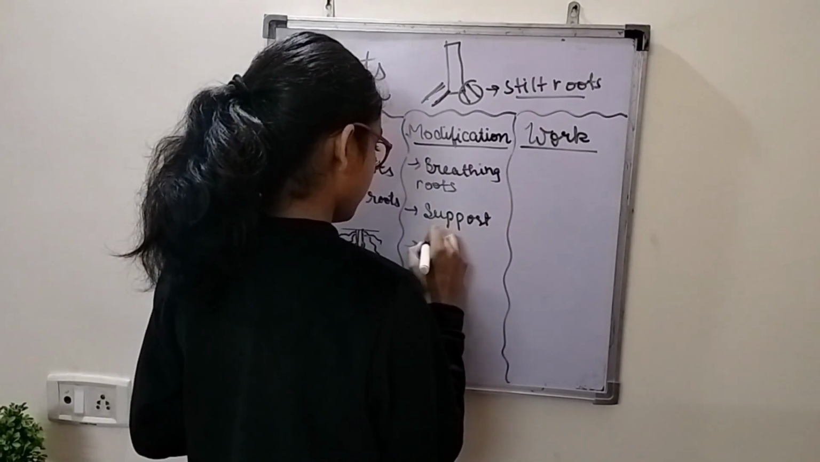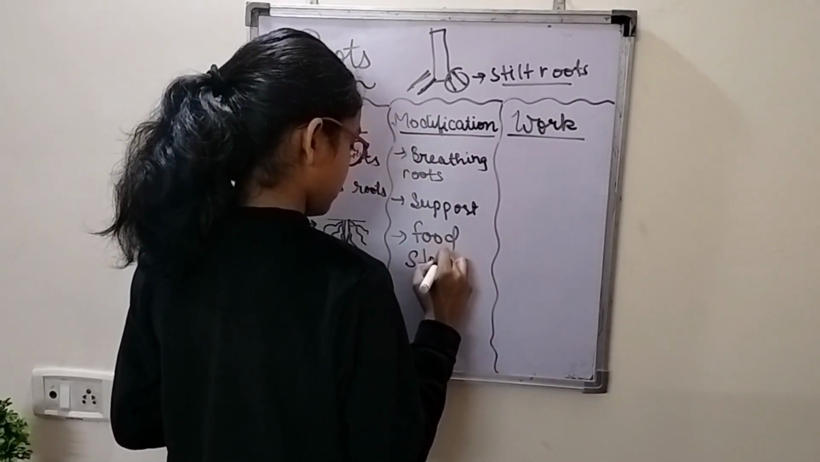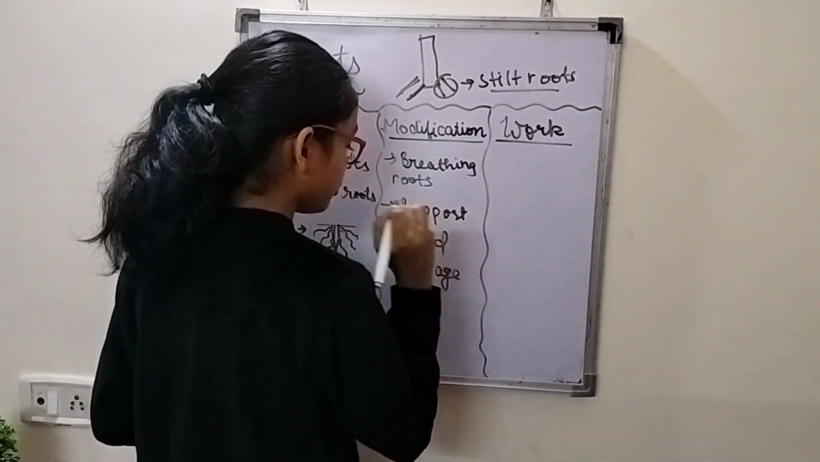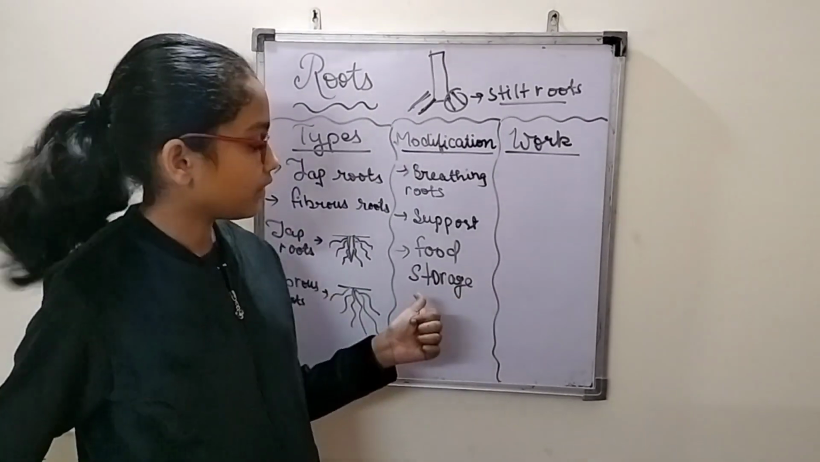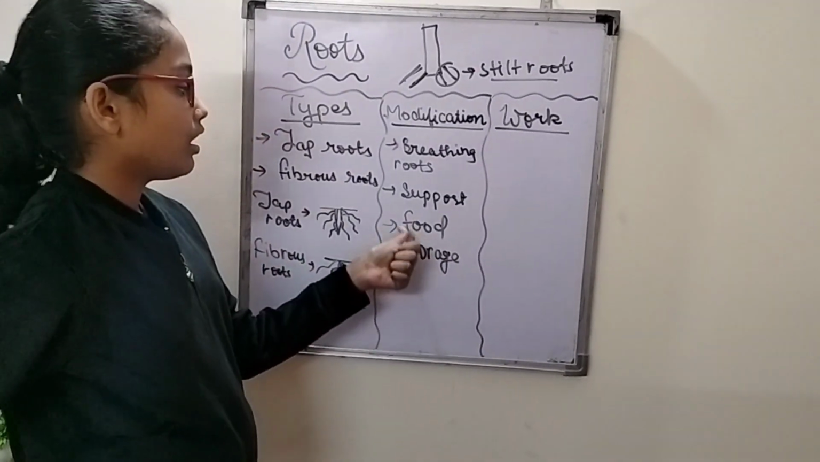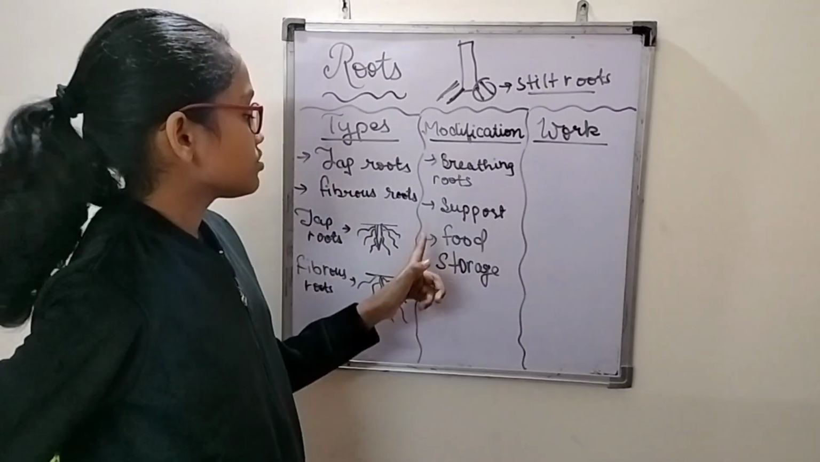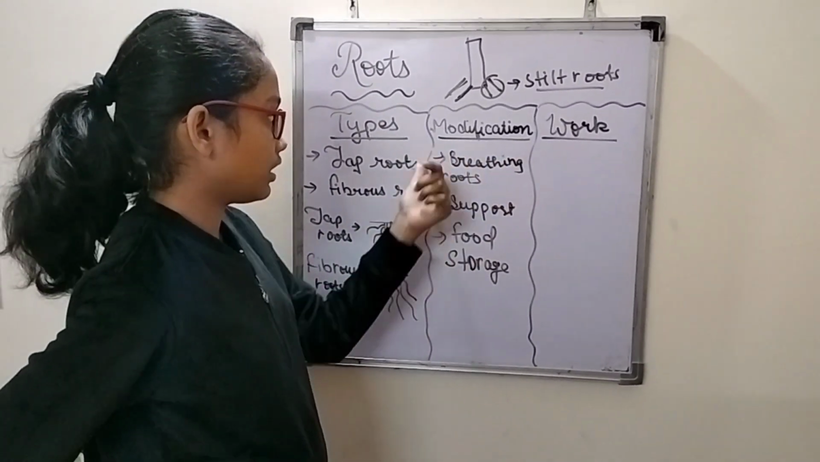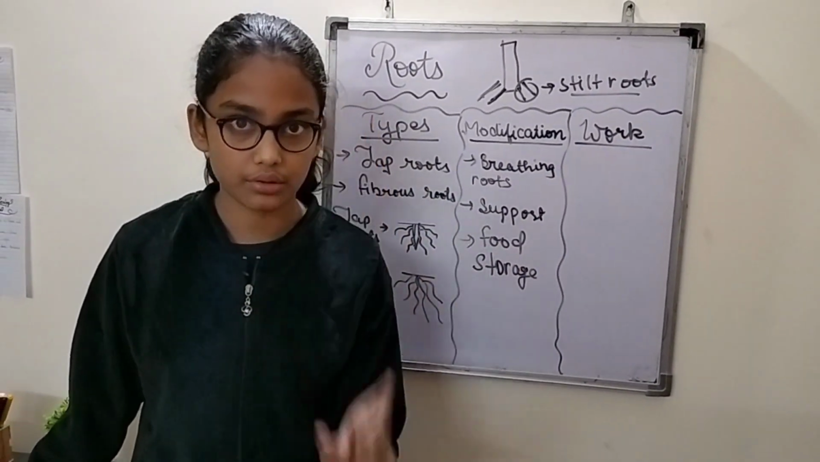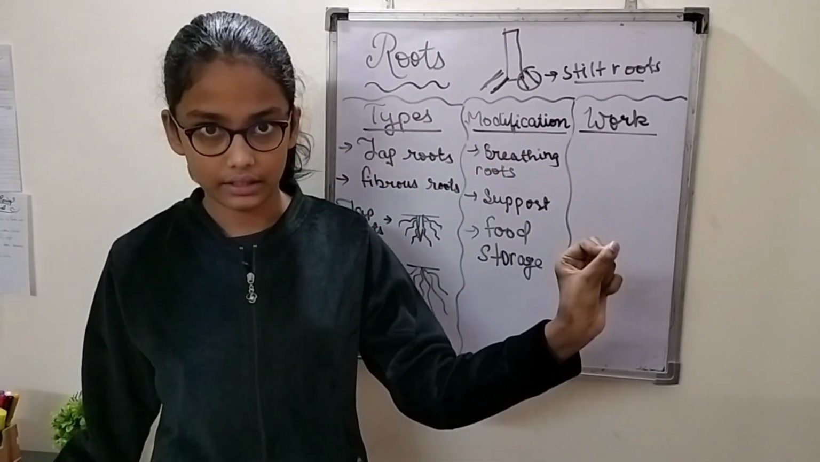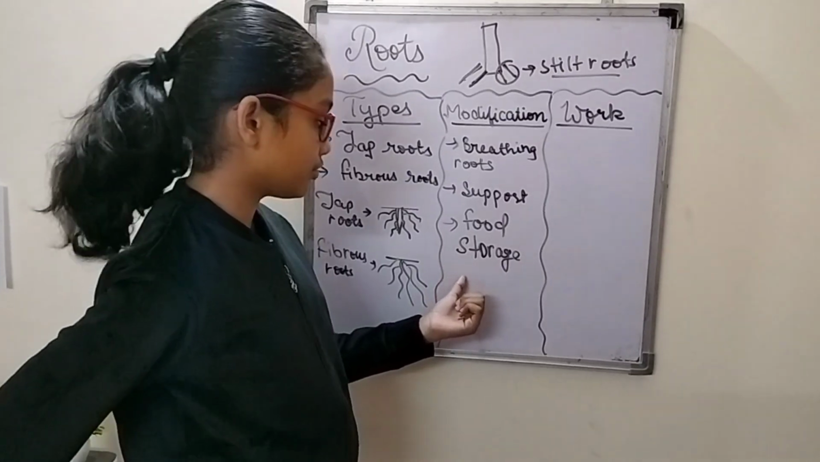Now the third modification is food storage, such as turnip, radish, carrot. They are roots. The food is stored in the roots, and carrot, radish, and turnip are examples of food storage.